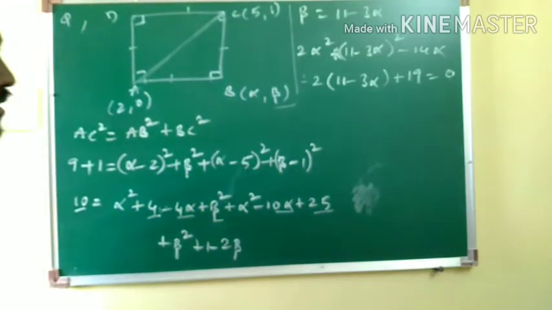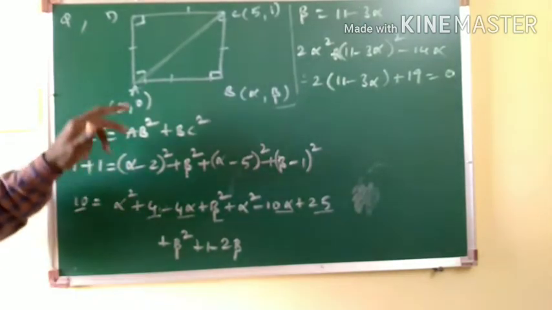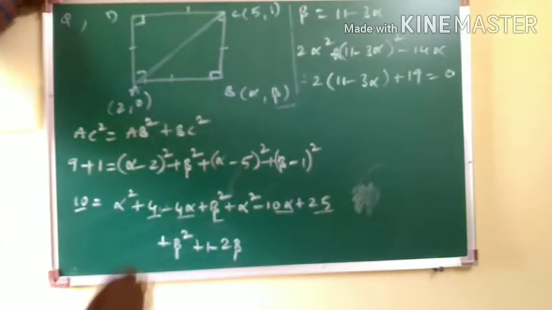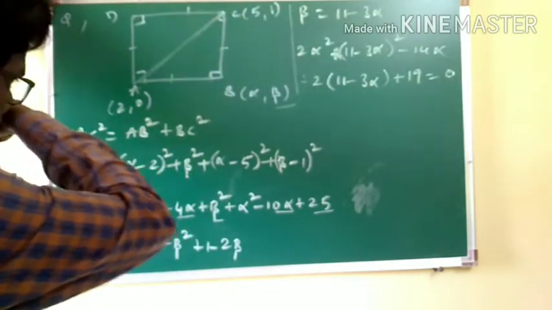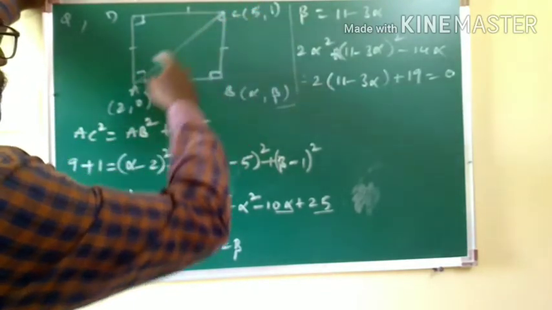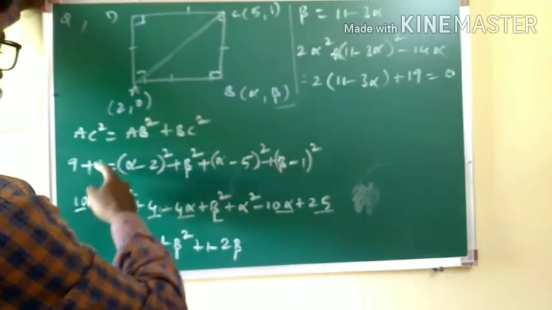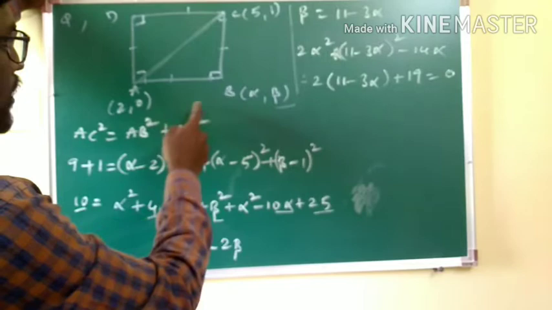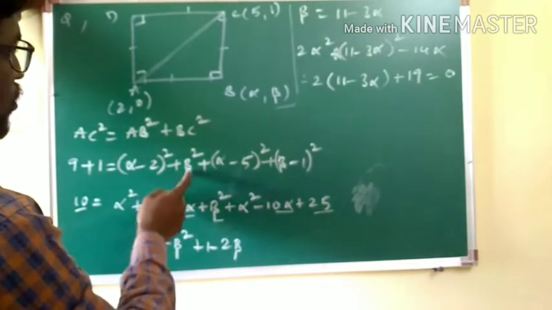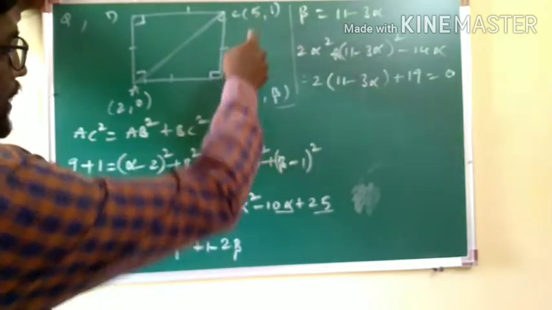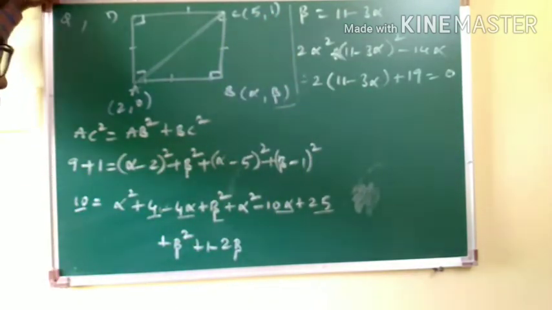See what we have done? We have applied the Pythagoras rule for the triangle ABC, so that we have got AC square is equal to AB square plus BC square. AC square is nothing but 5 minus 2 whole square, that is 3 square, 9, plus 1 minus 0 whole square, that is 1, which is equal to AB square, alpha minus 2 whole square plus beta minus 0 whole square, plus alpha minus 5 whole square plus beta minus 1 whole square, according to the distance formula.